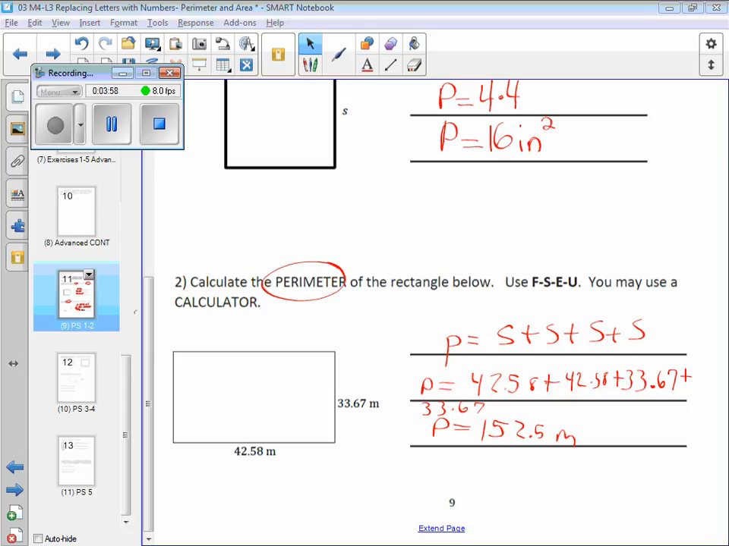Does everybody see why it's 152.5 before we go any further? You have to add up all the sides, which is going to be different than length times width. You'll get a completely different answer.